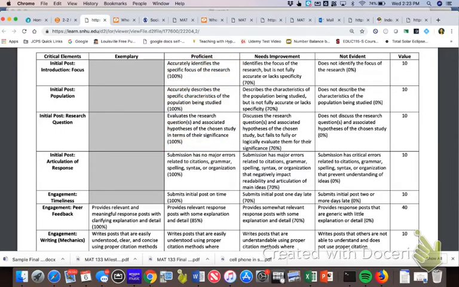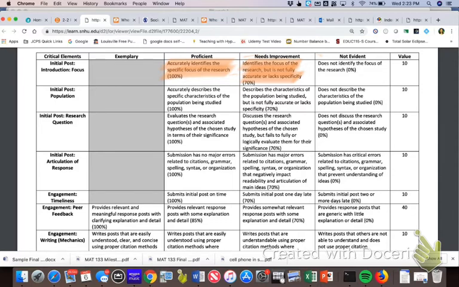So as long as you've got a paragraph for each of those questions, this one for the most part is pretty good to go. You'll notice that for needs improvement, the difference is going to be in identify, for example, proficient: accurately identifies the specific focus of the research, versus needs improvement: identifies the focus of the research but is not fully accurate or is not specific. So within a paragraph, that should give you enough space to really be specific.